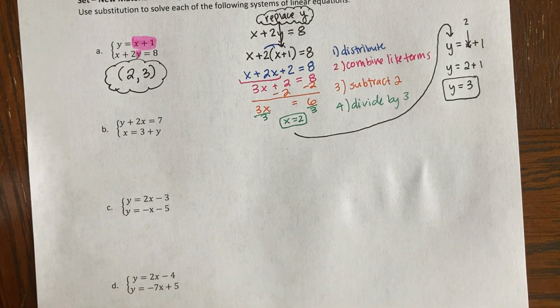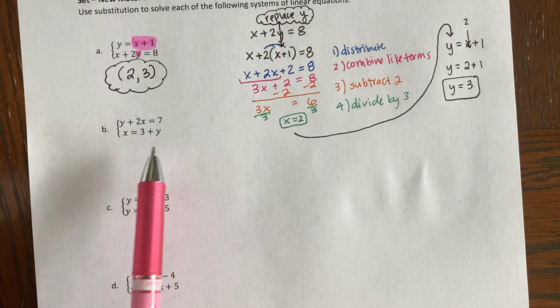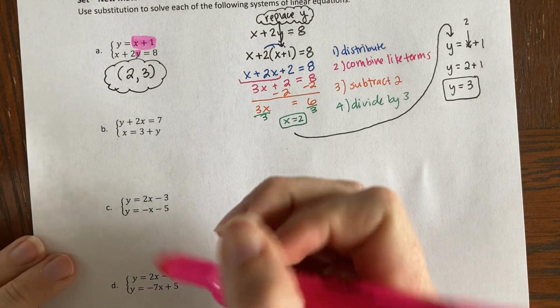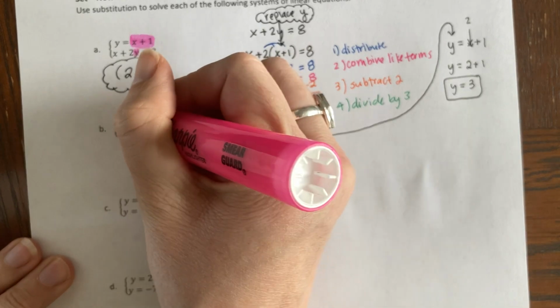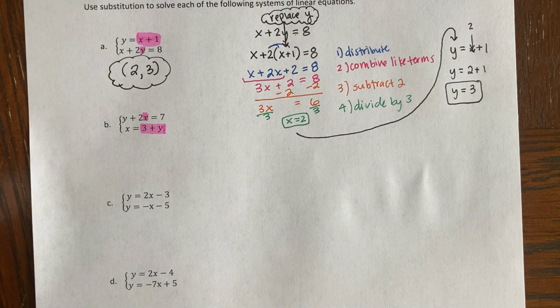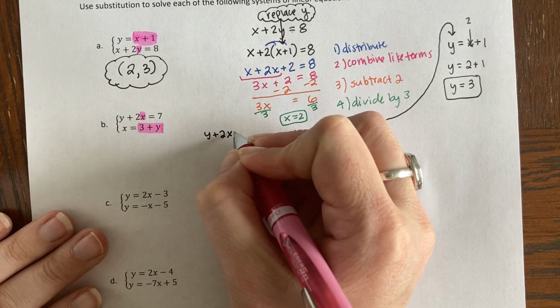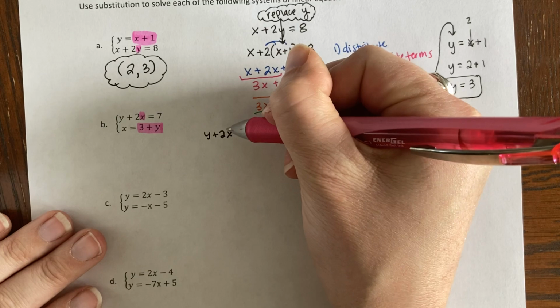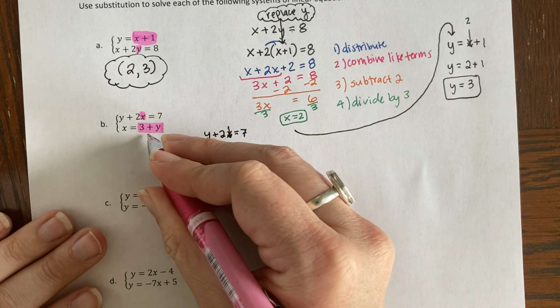For question B. This one looks a little bit different. I don't have y equals. This time I have an x equals. So I'm going to take this piece because I know that's an x, and I'm going to replace the x. I'm going to substitute it in. So my equation is y plus 2x equals 7, but I want to replace the x with a 3 plus y.